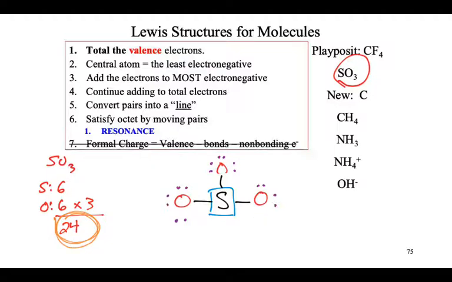So we could take 2 away from the oxygen. In this case, I'm picking the rightmost oxygen. Notice there's a hole there now. And we could place them here. I know you didn't say that. But look, I just moved the 2 over. Now sulfur has an octet, yeah? Does the oxygen? No.